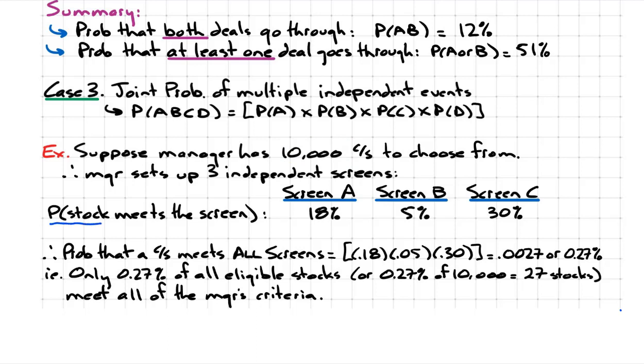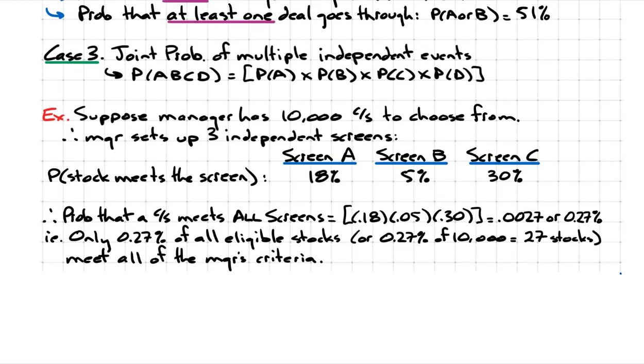Now, the probability that the stock will meet one of these screens is as follows. The probability of a stock meeting screen A is 18%, 5% probability of meeting screen B, and 30% probability of meeting screen C. But the thing is, the manager wants to pick stocks that meet all the screens simultaneously. So the probability that a stock meets all the screens is just a product of these independent events. And this would be equal to 0.27%.